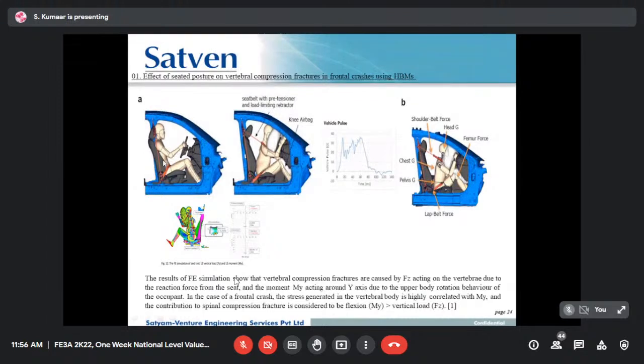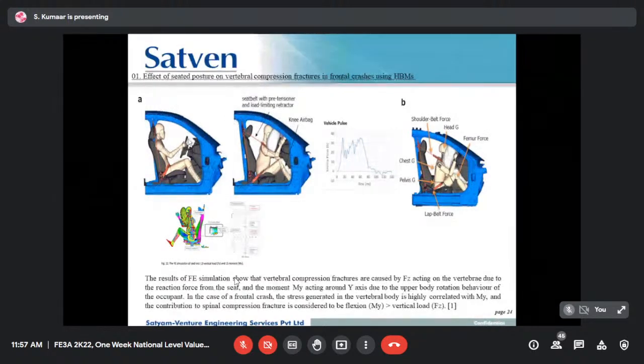Once the crash starts, meaning the simulation starts, during the crash the dummy model, meaning the human, tries to move forward. Based on the sensors, the airbag will start to open, and we have something called a seat belt also. The seat belt has a pretensioner and a load limiter.